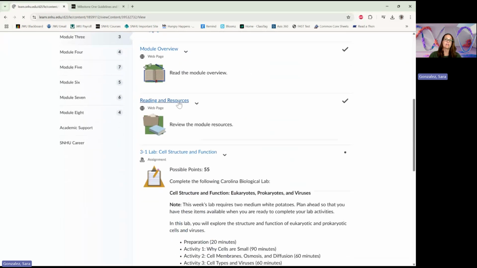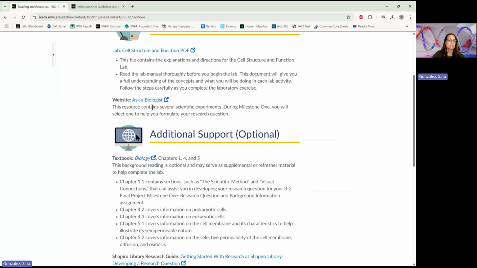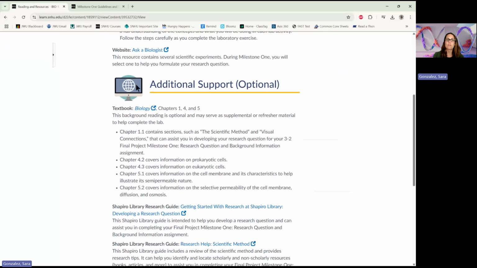More importantly is the reading and resources link. This is the PDF for the lab, the step-by-step instructions that we'll get into in a little bit. A great website link here about Ask a Biologist, so learning about osmosis, diffusion, and learning about cells and organelles as well. If you have the textbook or if you're taking the lecture portion, this goes along with 1.1, looking at the scientific method.